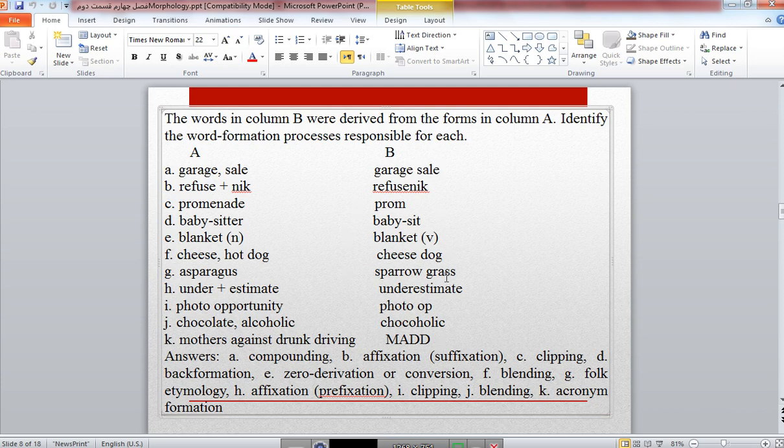So again, you can read these processes, the previous processes: compounding, zero derivation, affixation, blending, clipping, acronym, folk etymology, and some other processes related to derivational processes for producing new words. Then you read this exercise again. If I ask you about these processes in your final exam, you can tell me about the process according to the material which I talked about here in this session.